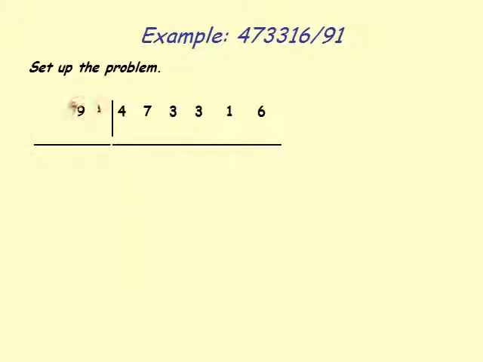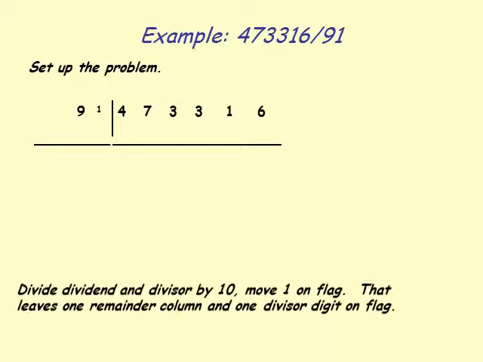Let's do another example here. The example is 473316 divided by 91. Let's set up the problem here: 91 for the divisor and 473316 for the dividend. Let's continue.